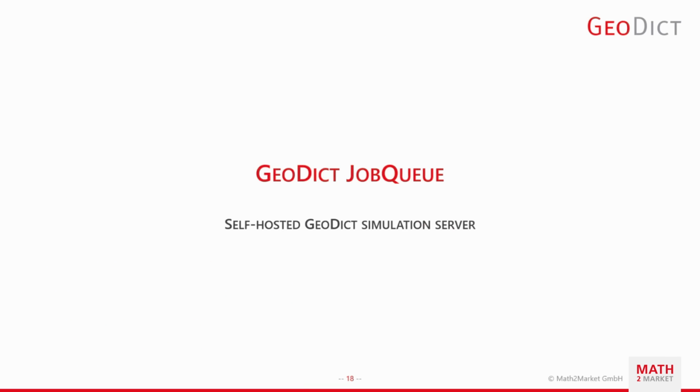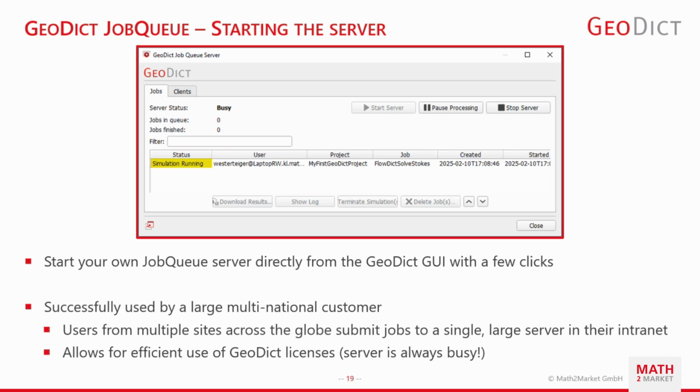Last but not least, there's the GeoDict JobQueue, which is a self-hosted GeoDict simulation server. So this is a piece of software which we run on premises. There's no cloud involved in this case, but some of the functionality is very similar and actually uses the same user interface. So first of all, starting the server is as easy as opening this GeoDict JobQueue server dialog and clicking this Start Server button up here. This will actually spawn another independent GeoDict instance, which is then ready to accept computation jobs on your machine, or whatever machine you click that button on.